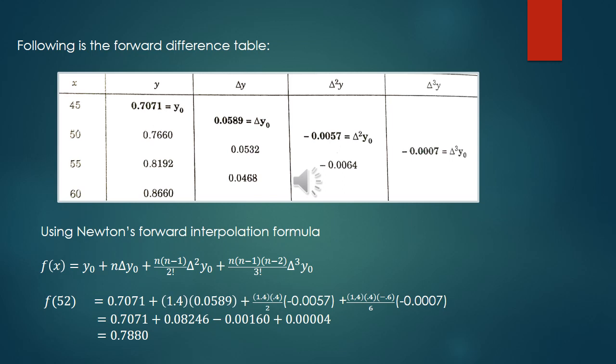0.0468. The next column is del square y, which is the difference of 0.0532 minus 0.0589. That is equal to minus 0.0057. Similarly, the next term is minus 0.0064. Then the third term, del raised to 3y is equal to the difference between minus 0.0064 minus 0.0057, that is equal to minus 0.0007.